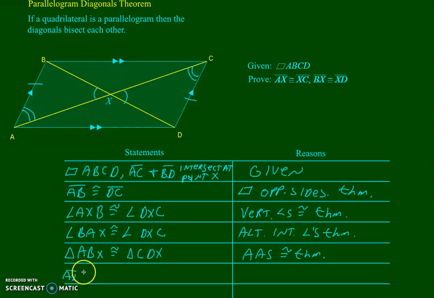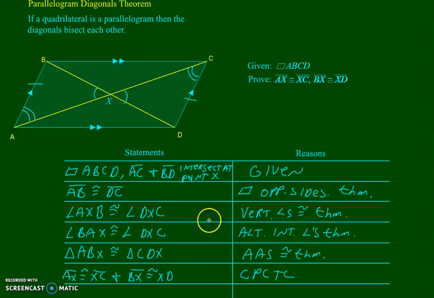AX is congruent to XC, and BX is congruent to XD, and that's CPCTC. Corresponding parts of congruent triangles are congruent. This part corresponds to this, and this corresponds to that. So now we know that this bisects both of those sides, and we're done with our proof.